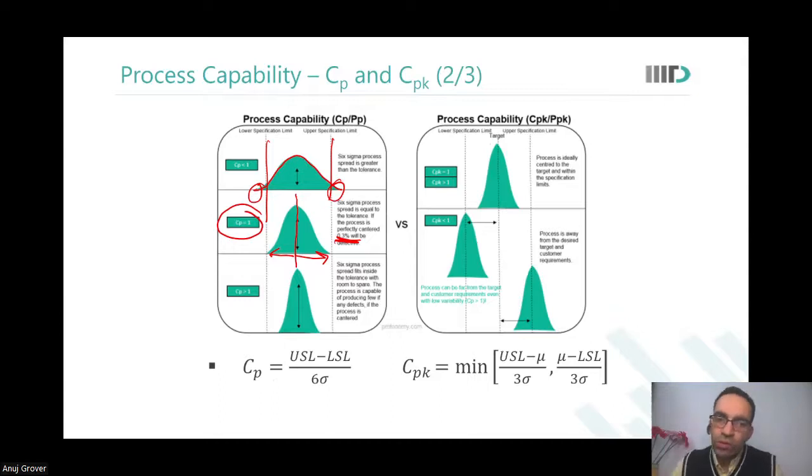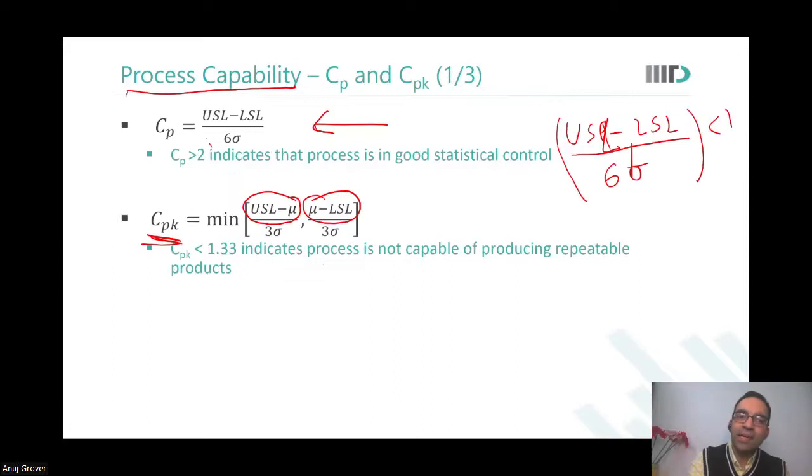What does CP equal to 2 mean? CP equal to 2 would mean that on each side I have a 6 sigma extent which is taken care of. That is where I said that CP greater than 2 indicates that the process is in good statistical control. You can think of getting good yield on the memory.